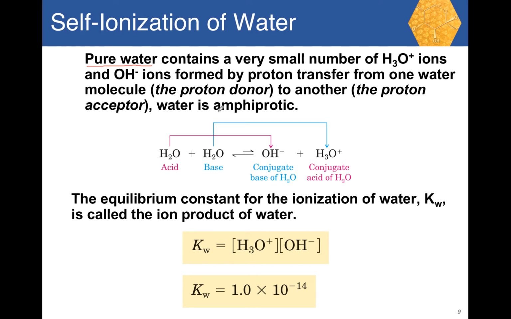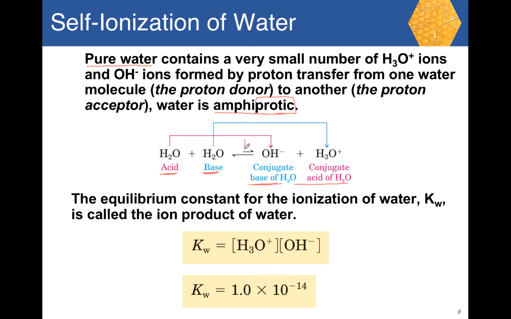We mentioned that water is amphiprotic. From the definition of Bronsted, an acid is a proton donor and a base is a proton acceptor. So water can act as an acid and water can act as a base. If water gives up its proton, it's an acid. If water accepts a proton, it becomes a base. And here are your conjugate acid and conjugate base that result from that proton transfer.